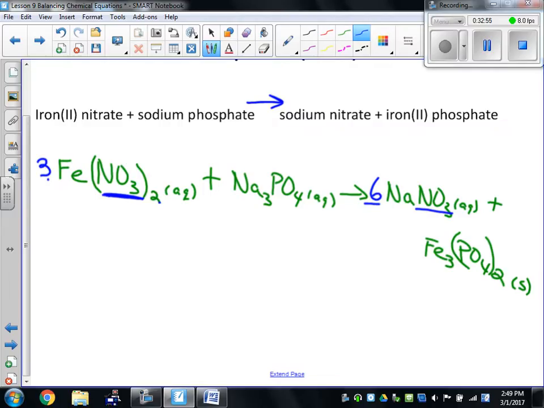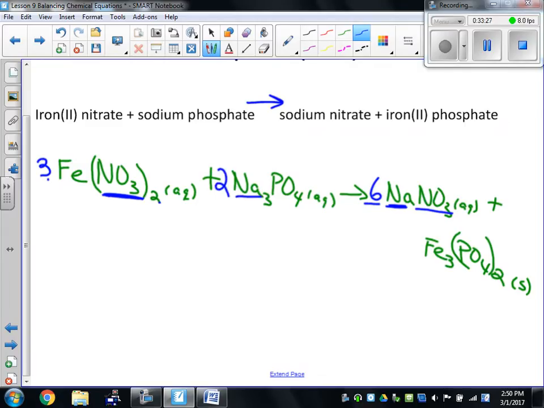How many Nas do I have here? 3, yes? There's a 3 behind it, guys. Na3. There's 3 Nas. How many do I have here? 6. So how am I going to fix that? Well, if I have 3 Nas, what number can I put in front to make 6? 2. 3 times 2 is 6 Nas.